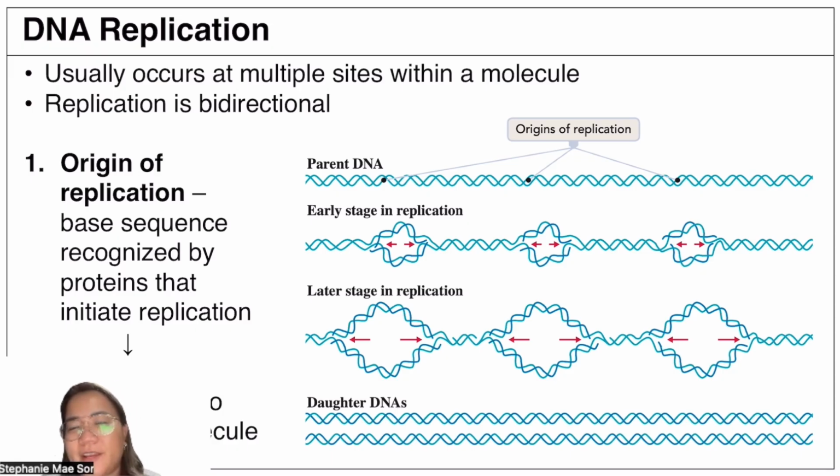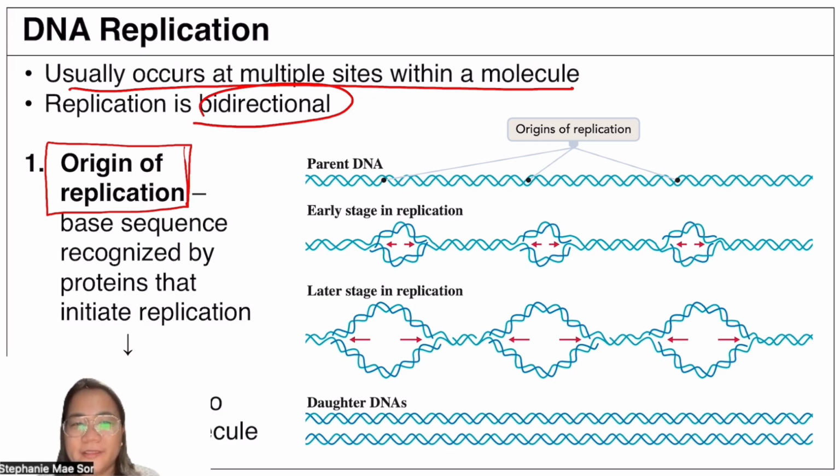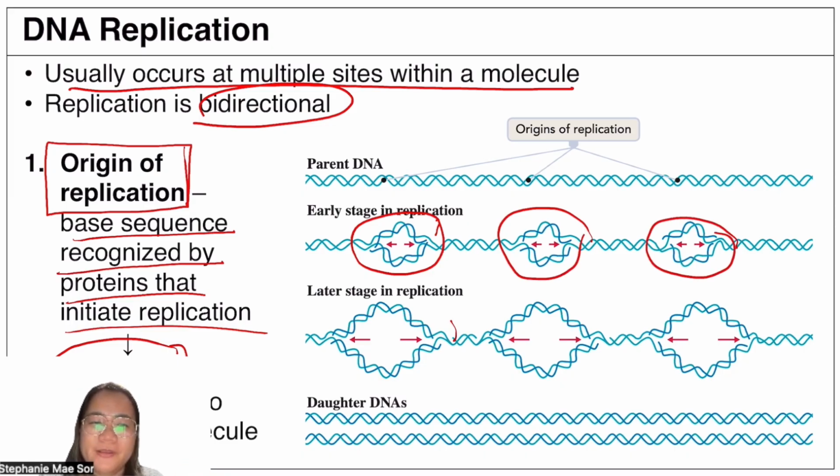So, your DNA replication actually usually occurs at multiple sites within a molecule. Hindi siya yung may isang part lang tapos aantayin mong matapos yung buong haba. No, it can occur in multiple sites within a molecule, and it can actually occur bidirectionally. So, the site at which your DNA replication starts is what you call the origin of replication. So, merong certain base sequence found dun sa origin of replication that is recognized by proteins. And then, dun sa site na yon, they will deposit helicase. So, pag nakapag-deposit na yung helicase, gagawa na siya ngayon ng bubble doon.